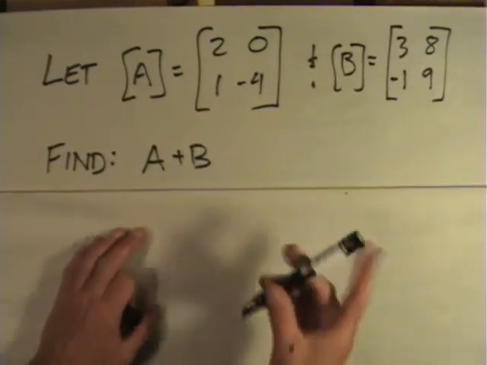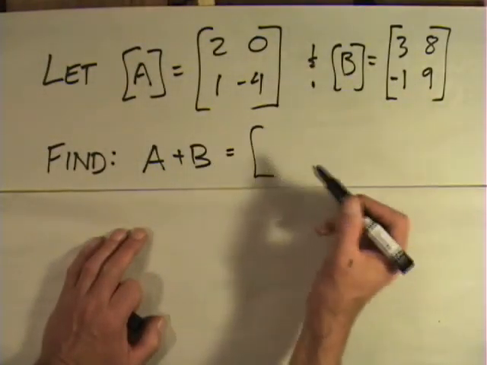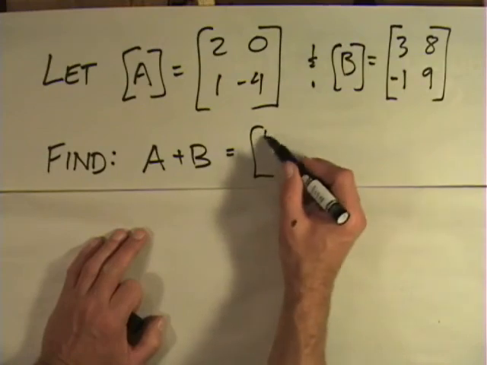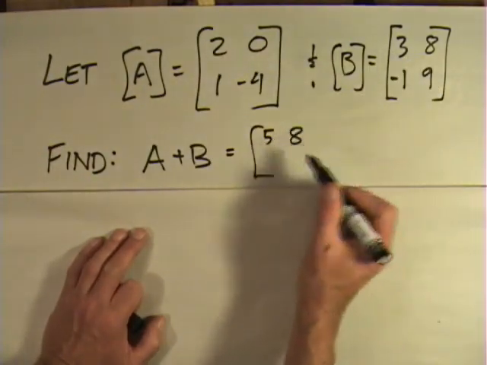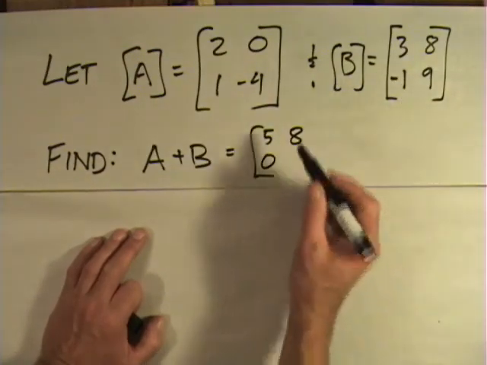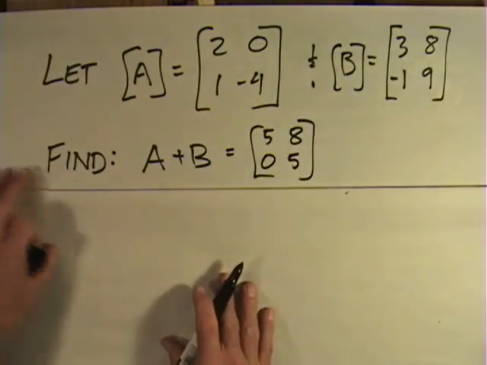All right, so to do that, all we would do is add corresponding elements, and so this is also going to be a 2 by 2. It's going to be 5. 2 plus 3 is 5. 0 plus 8 is 8. 1 and negative 1 gives me 0, and negative 4 and 9 would give me 5. So that's the solution to A plus B.